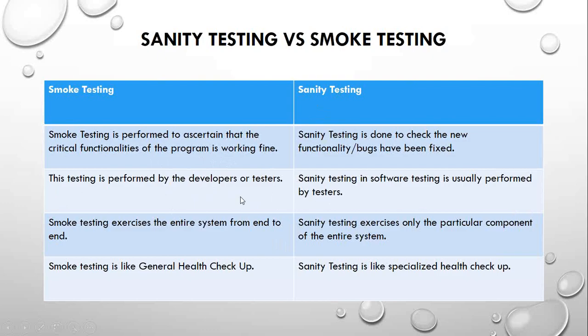For sanity, the developers will tell you, I fixed this defect or I fixed the upgrade, can you check it? Then you can go for sanity. Sanity in software testing is usually performed by the testers, because after a bug fix or upgrade it has to be checked by the testers. So that is sanity.